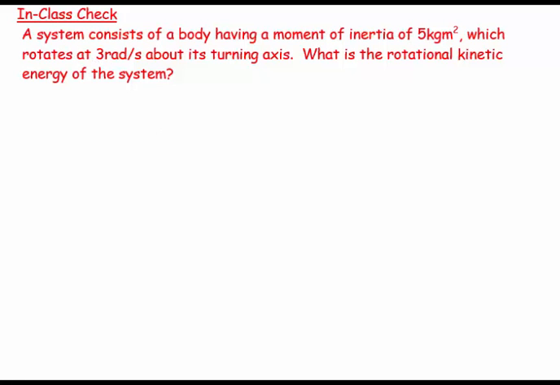Welcome. This question says a system consists of a body having a moment of inertia of 5 kg·m², which rotates at 3 radians per second about its turning axis. What is the rotational kinetic energy of the system?